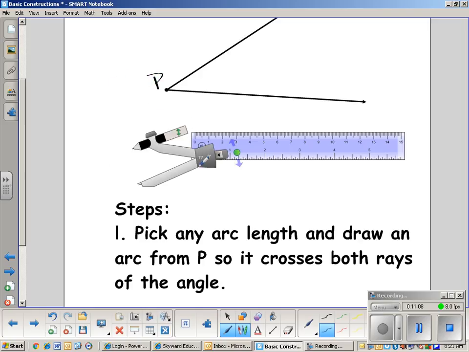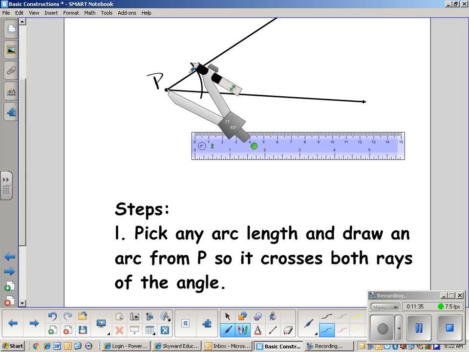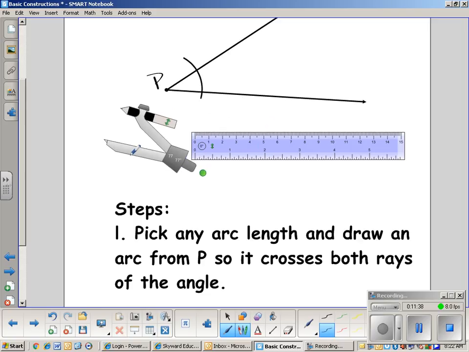You might not want to make it gigantic, but then again with your tools, if you get it really close together, it's kind of hard to turn your compass and get it to stay where it belongs. So you can make it whatever is comfortable, okay? And so I'm going to pick any arc length and draw an arc from P so it crosses both rays. So I'm just going to draw an arc there so it crosses both rays. Do you agree with that? Okay.